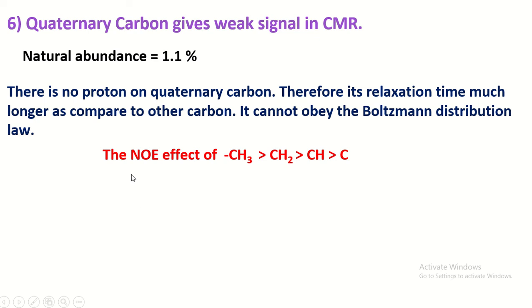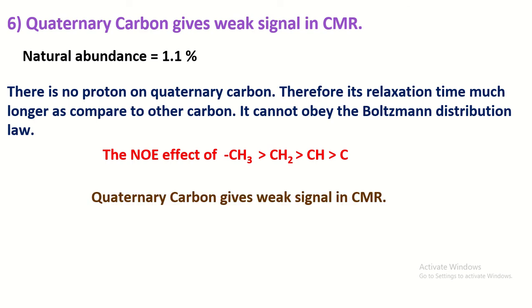Therefore, consider the nuclear Overhauser enhancement effect of CH3. And friends, the nuclear Overhauser effect is also considered. The nuclear Overhauser effect for CH3 is more than CH2, which is more than CH, which is more than the quaternary carbon. The nuclear Overhauser effect for the quaternary carbon is very weak. Therefore, it reduces the intensity of the peak. Therefore, the quaternary carbon gives a weak signal in CMR spectroscopy.